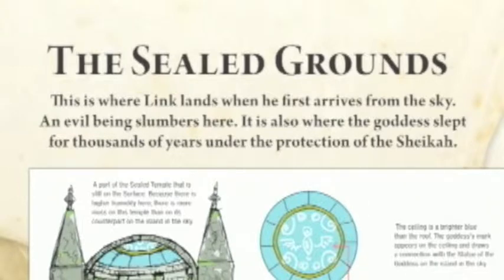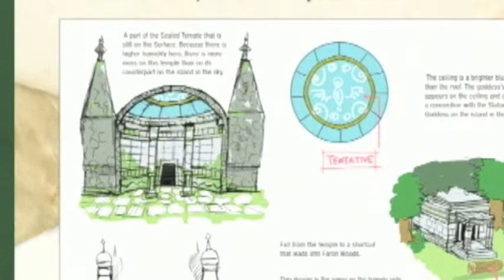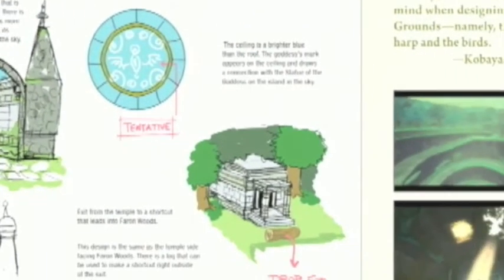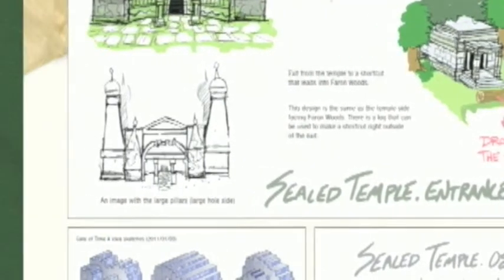This is where Link lands when he first arrives from the sky. An evil being slumbers here. It is also where the goddess slept for 1,000 years under the protection of the Sheikah. A part of the sealed temple is still on the surface because there is a higher humidity here. There is more moss on this temple than on its counterpart on the island in the sky. The ceiling is a brighter blue than the roof. The goddess's mark appears on the ceiling and draws a connection with the statue of the goddess on the island in the sky. Interesting. So yeah, the sealed temple entrance.